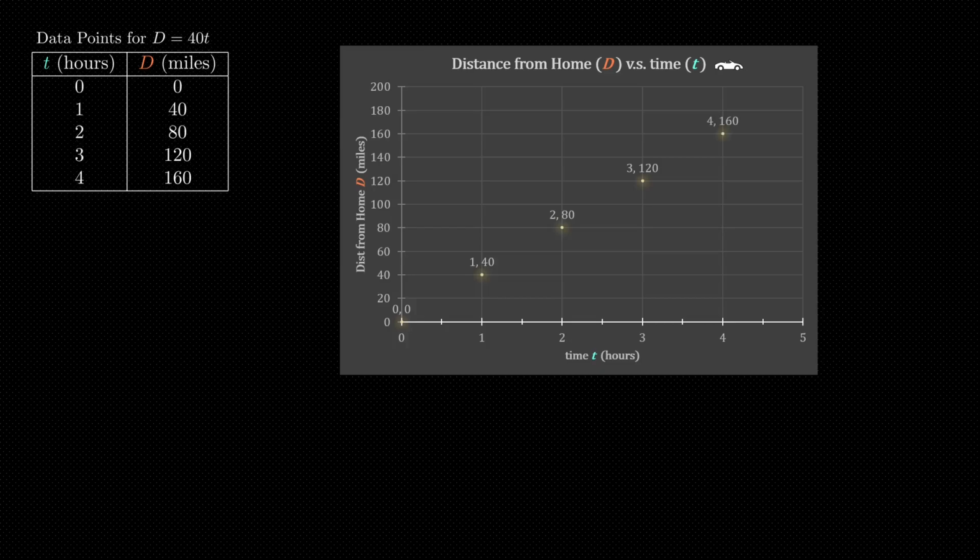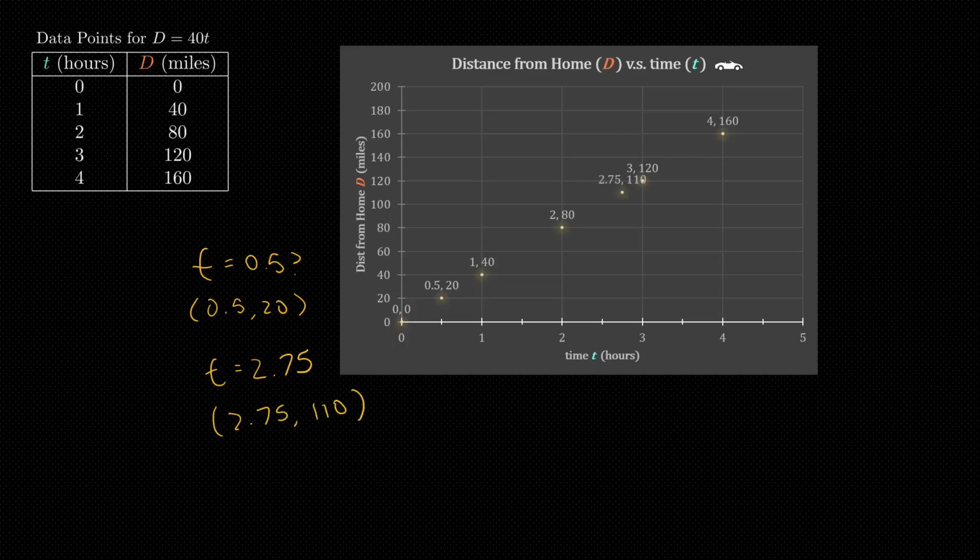There also exist other points in between the points that we just graphed. What if t equals 0.5, which is half an hour? Then by that time, we will have only driven half of 40 miles, which is 20. So we have the point 0.5, 20, which is graphed over there. And we can also drive, say, t is 2.75 hours, which when calculated will land us at 110 miles. And its point is there as well.